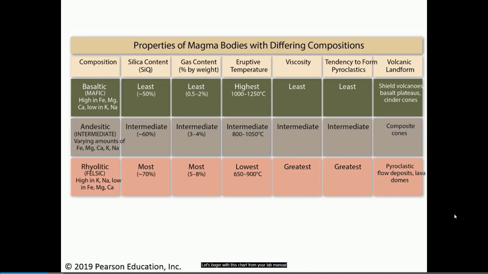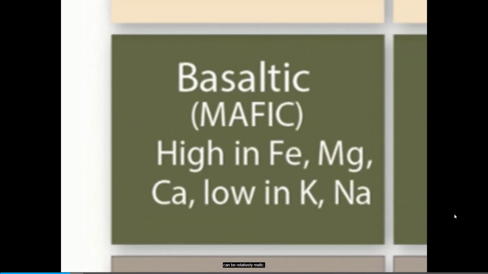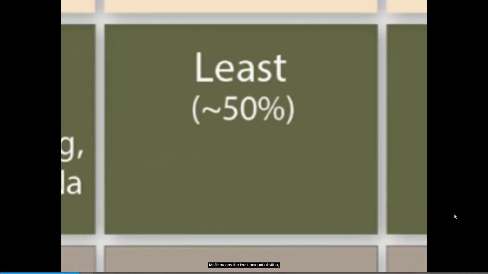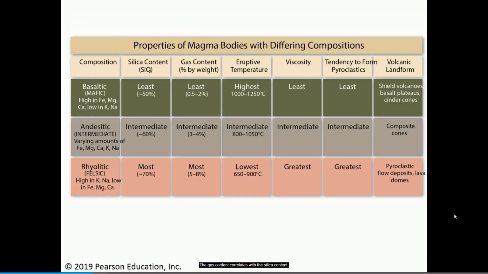Let's begin with this chart from your lab manual that shows the variations in composition and how that affects the volcanoes that we see. Lavas can be relatively felsic or they can be relatively mafic. Felsic means it has the most silica in it, around 70%. Mafic means the least amount of silica, and that bottoms out around 50%. In between is intermediate. The gas content correlates with the silica content, so mafic lavas have the least amount of gas, generally only up to 2% by weight, and felsic magmas have the most gas, up to 8% by weight.